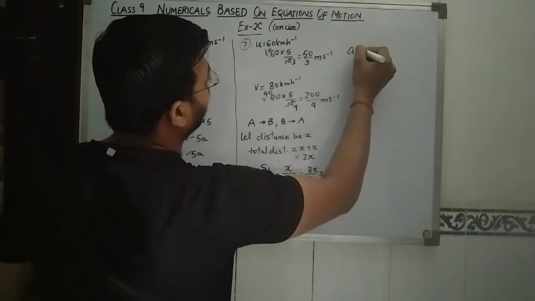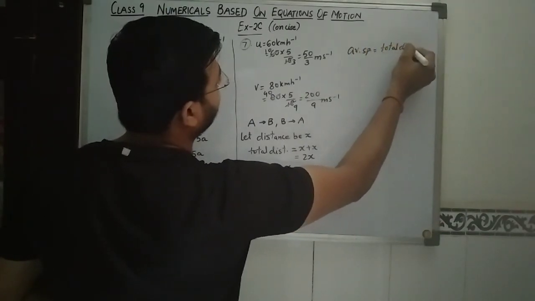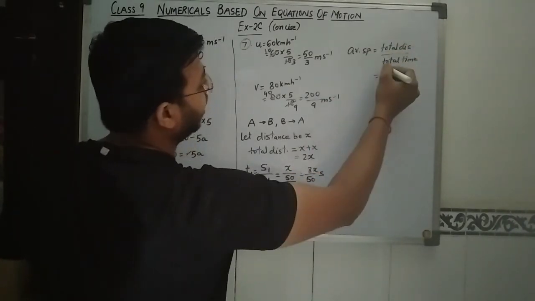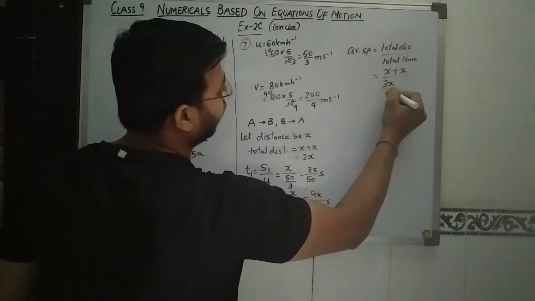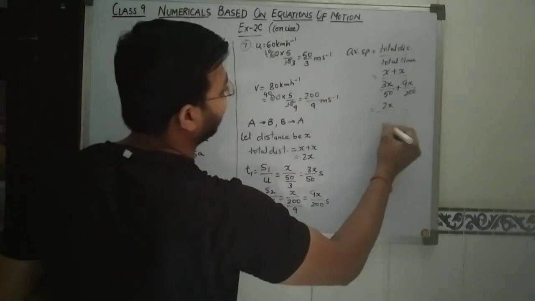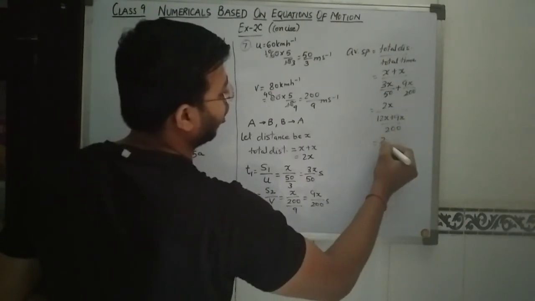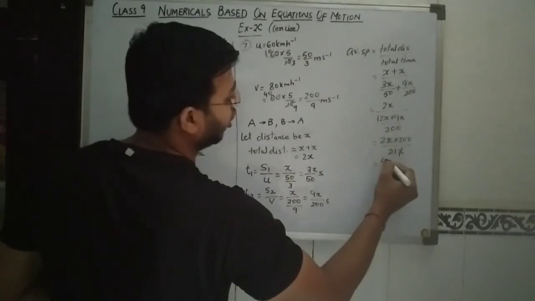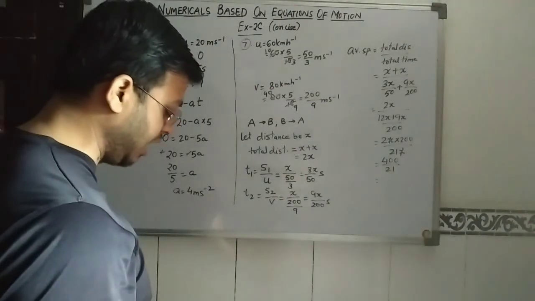Now the formula for average speed. Average speed is equal to total distance traveled divided by total time taken. So the total distance will be x plus x and total time will be 3x upon 50 plus 9x upon 200. So it will become 2x after taking the LCM. LCM will be 200, 4 3 are 12x plus 9x. So overall it will become 2x multiplied by 200 divided by 21x. So x will be cancelled. 400 upon 21.